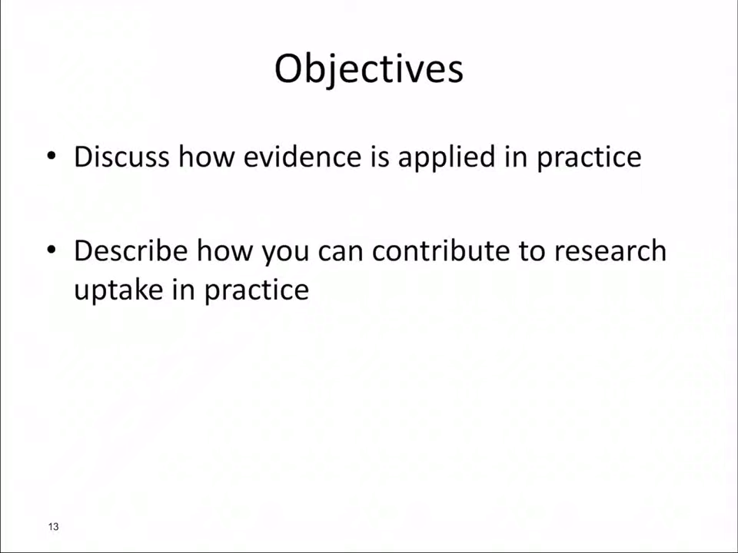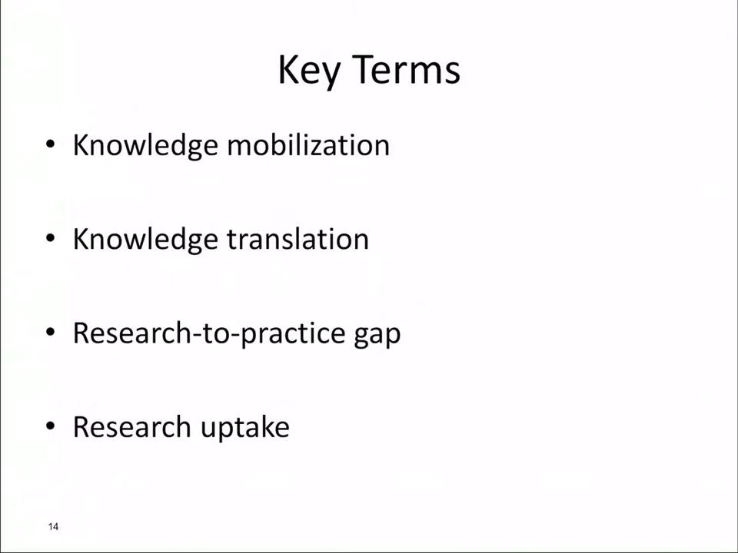Your last chapter, chapter 9 of the textbook, addresses the context of you joining the workforce at an entry-level position, and what do you do with all this information that you have at your fingertips. So you learn in this chapter how to think or how to discuss how evidence is applied in practice, and you learn how you can contribute to research uptake and practice itself. There are several key terms that you will learn, just like the other chapters: knowledge mobilization, knowledge translation, research to practice gap, and research uptake.